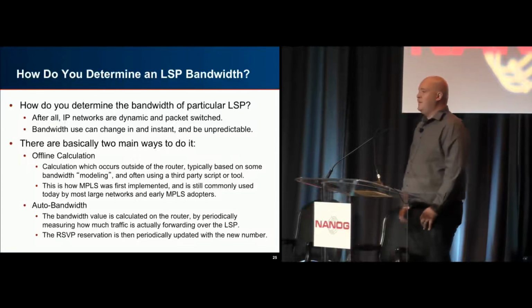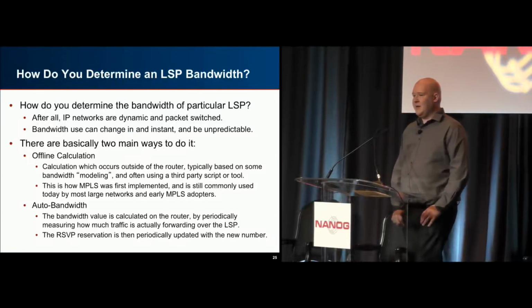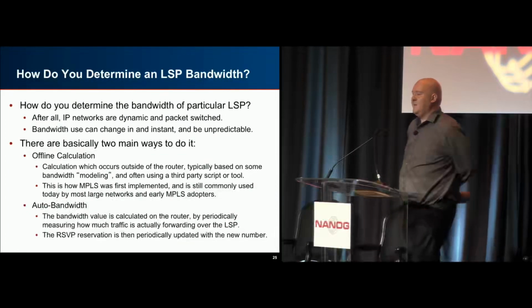So that breeds the next question. How do you determine the bandwidth? Where did you get this 1 gig number from that you assigned to an LSP? Because after all, an IP network is dynamic and packet switched, and it could change in an instant. It can be unpredictable. So there are 2 main ways that you see people assign a value to an LSP. One is called offline calculation.